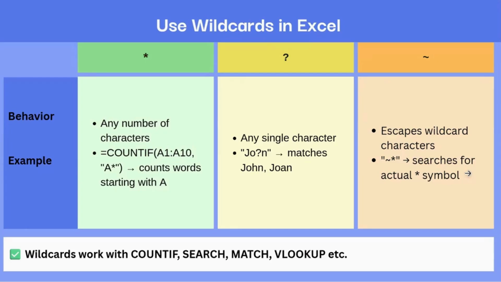Or the question mark, for a single character. Here, this is an example for John. So it could be H or A, basically a placeholder for any single character. If the other 3 characters match, it still gives you the output.